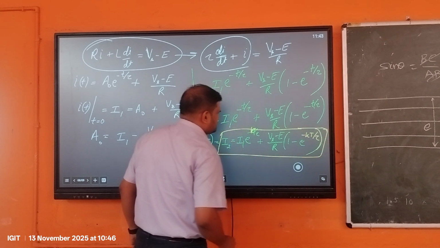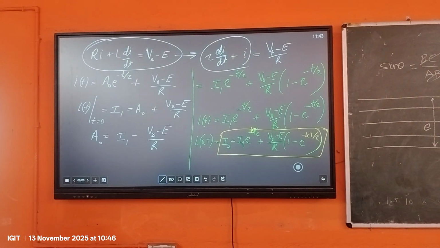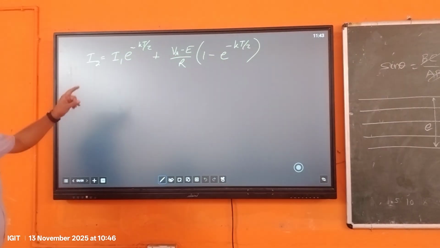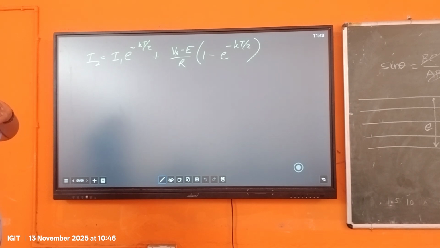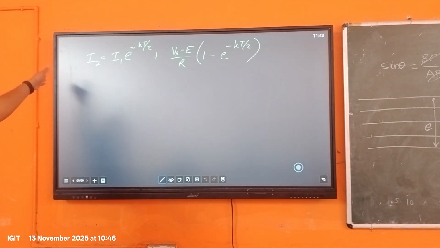kt by tau. Because at time kt, we are getting output current as I2. So here we get this value of kt, right? So this is one portion done. This is the equation we get during the rise time. So I2 is equal to this.